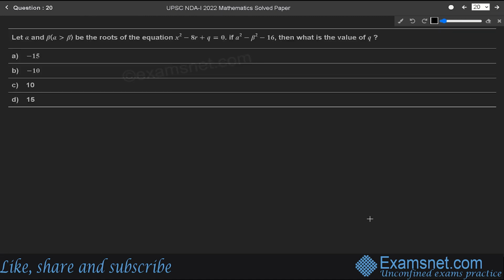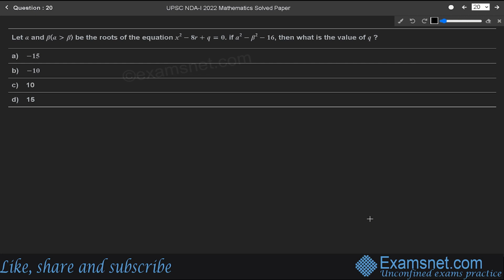Next question is, let alpha and beta be the roots of the equation x square minus 8x plus q is equals to 0. If alpha square minus beta square is 16, then what is the value of q? See, here is a slight mistake in the question. The value of alpha square minus beta square is equal to 16, not minus 16.